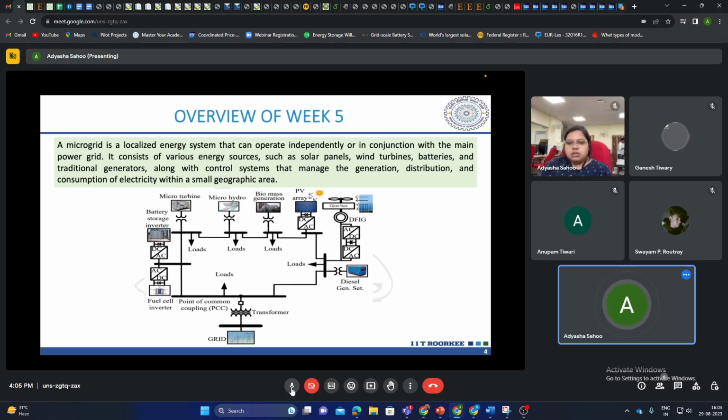So in this week, firstly, we studied microgrid. Can anyone first unmute and share their views, and then we'll talk in detail? What is this microgrid and why is this scenario coming up now?